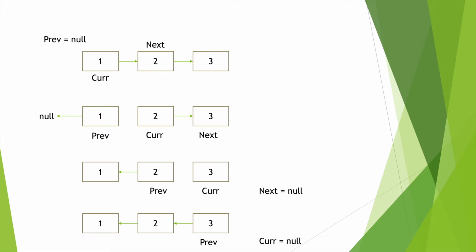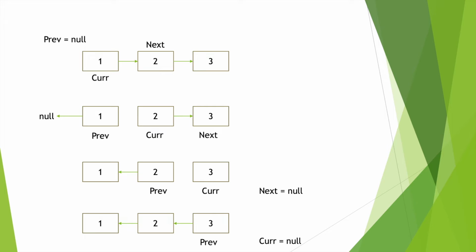Then we can see in the next iteration, 2 becomes previous and 3 becomes current, so now 2 has to point to 1 and 3 is pointing to null. Now in the next iteration we are saying that 3 is pointing to 2 and our current has become null, so there is nothing to reverse, and we can see our resulting list is 3, 2, 1.